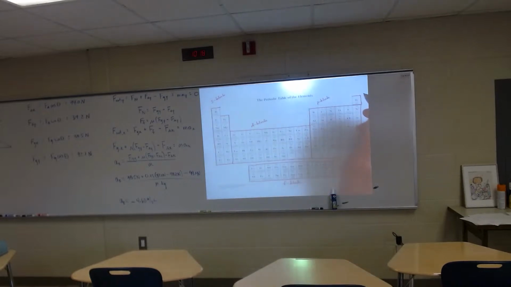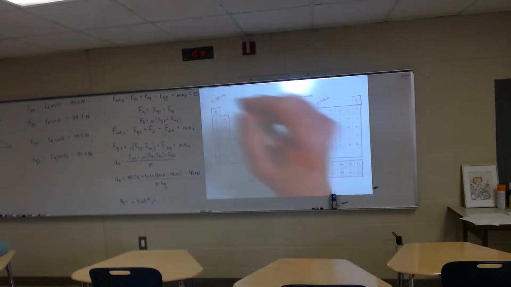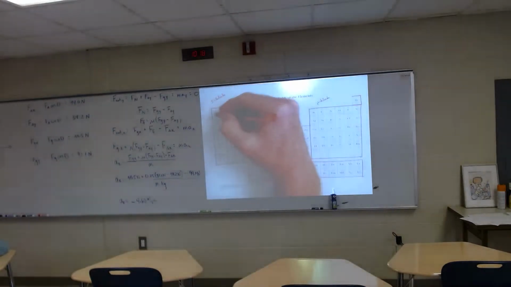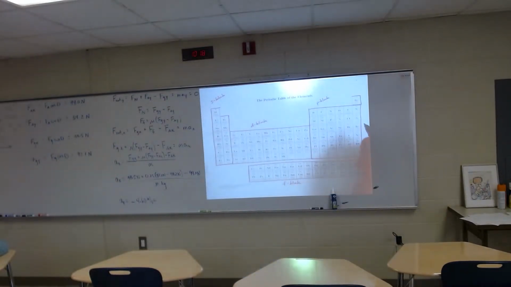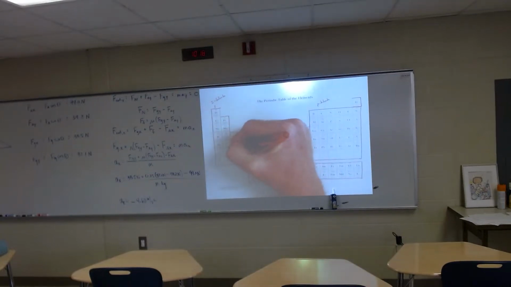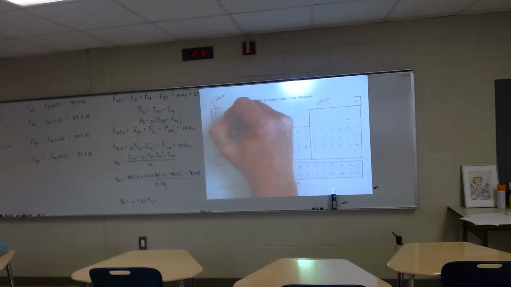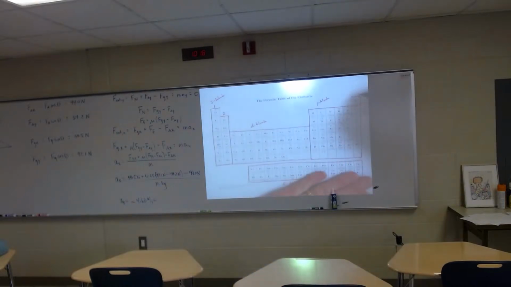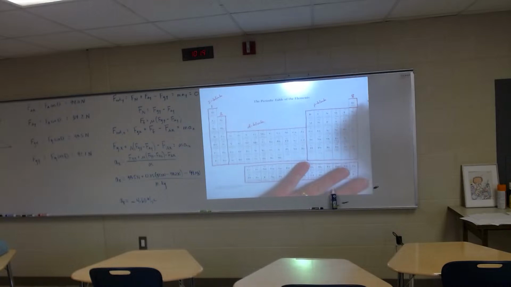How many valence electrons are in every element in the first group? They have 1. How many valence electrons do these guys have? 2. How about these guys over here? 8, right? You have 8, which means they satisfy what rule? The octet rule.